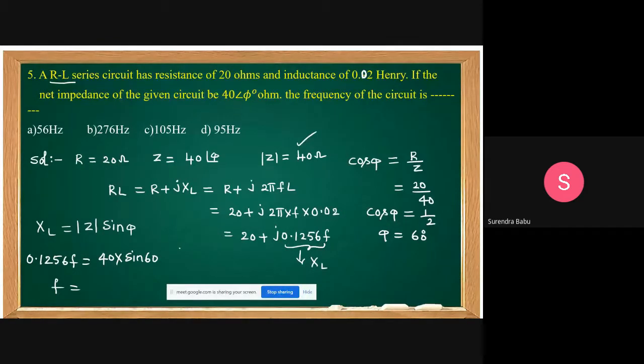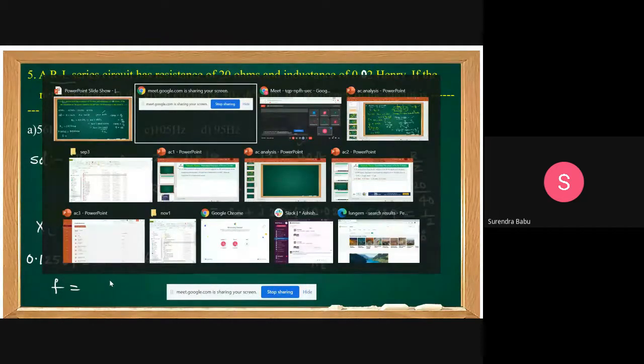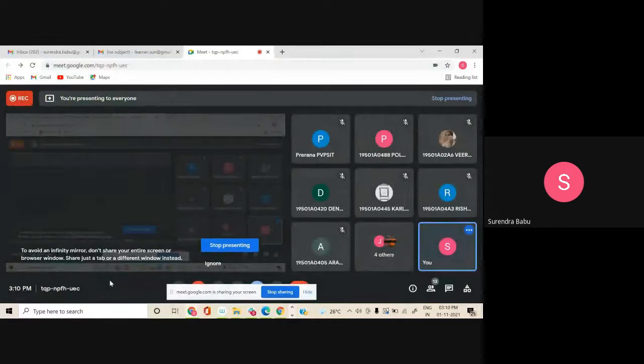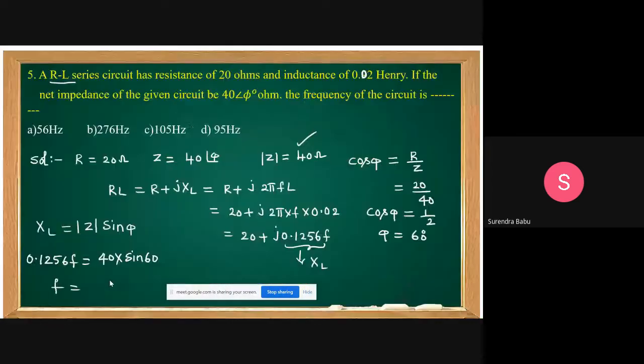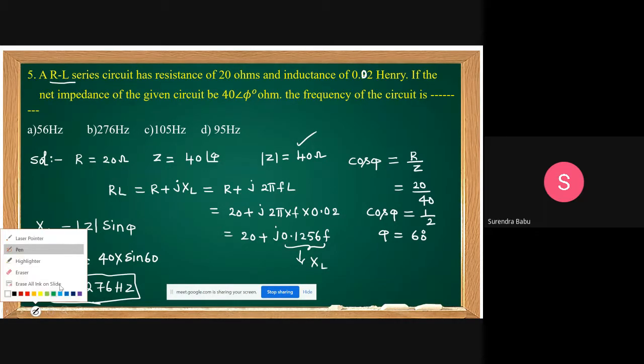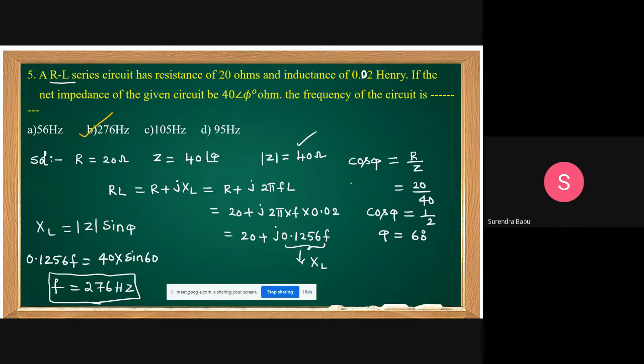Can anybody answer how much you can get? Come on, students. Do this calculation. What is your answer? Is it correct? 276 hertz you can get. All of you got this? Yes, F equals 276 hertz. Option B is correct. Like this you can expect the model. Clear, students? This is the question based on the RL circuit.